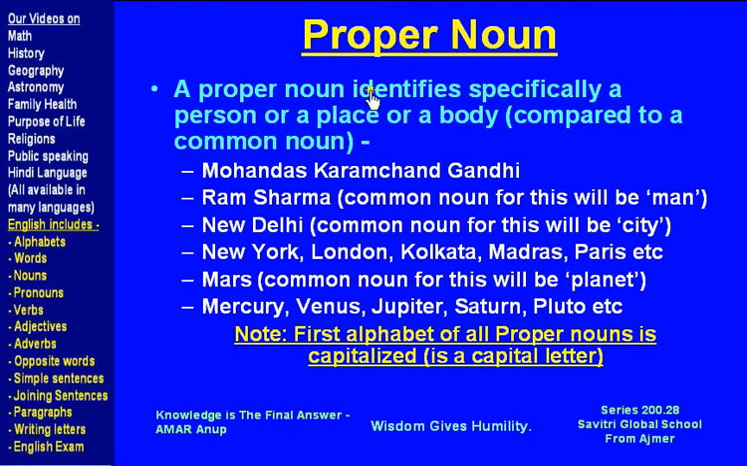But here we are talking about nouns, so these are examples of names of persons, places and things as proper nouns.